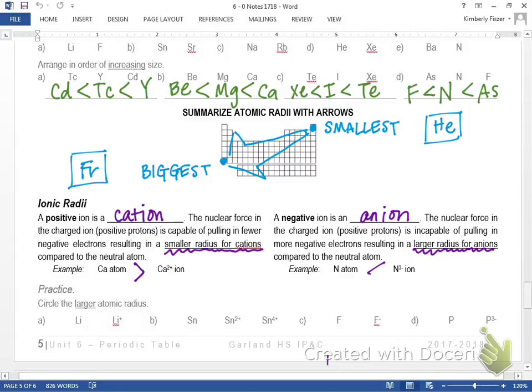So I want you to do 1, 2, 3, 4 down below. Choose which way it's going to go, left or right. It says the largest. Circle the larger one. It's going to be plus 2.